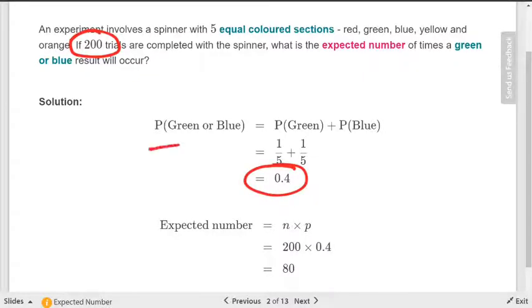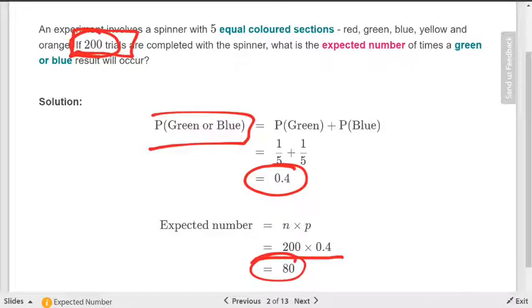So we want the probability of that happening out of how many trials? 200 trials? So we simply use our formula. The number of trials times the probability that we derived, and that's going to give us 80. Okay?